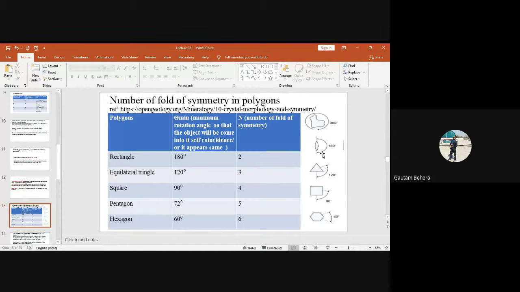If you take this kind of object like a rectangle, then you have to rotate it by 180 degrees. If you take an equilateral triangle, it will be rotated by 120 degrees to get the same structure. If you take a square, you rotate it by 90 degrees. And if you take this, 1, 2, 3, 4, 5, 6, this is a hexagon, it will be rotated by 60 degrees to get the same structure. Fine, which is written over here only.